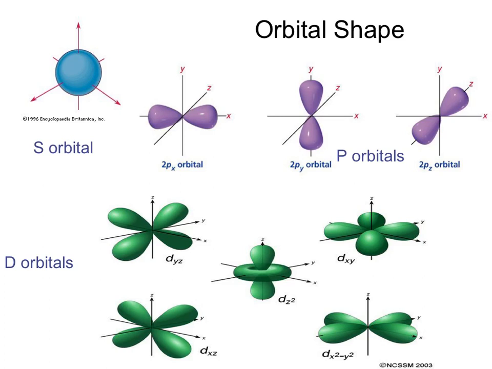We said that there were 3 allowable numbers for m for our P sublevel, meaning there are 3 separate orbitals. And those 3 orbitals are aligned along different axes. We have a P sub x orbital aligned along the x-axis, a P sub y orbital aligned along the y-axis, and the P sub z orbital aligned along the z-axis.